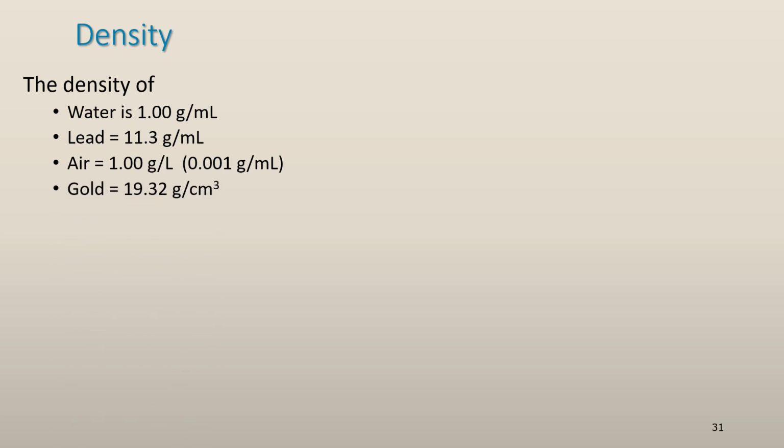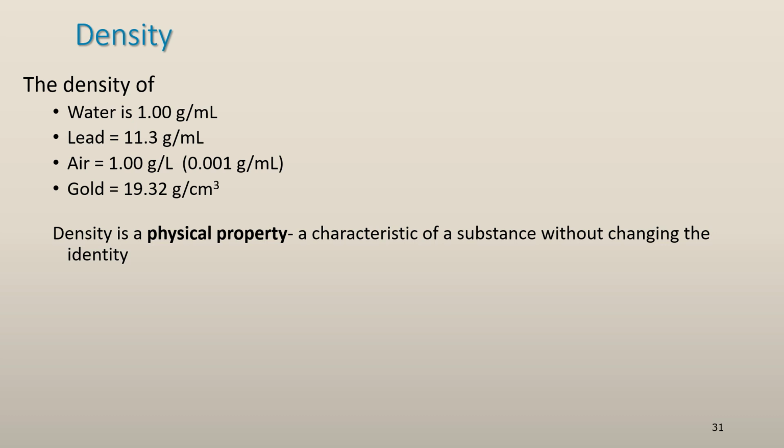Gold is one of the most dense compounds. It's 19.32 grams per centimeter cubed. The lead up here could be in centimeters cubed too. But density, as I said earlier in this presentation, or in the previous one, is a physical property. It's a characteristic of the substance without changing its identity. So water has that density of 1 gram per milliliter.